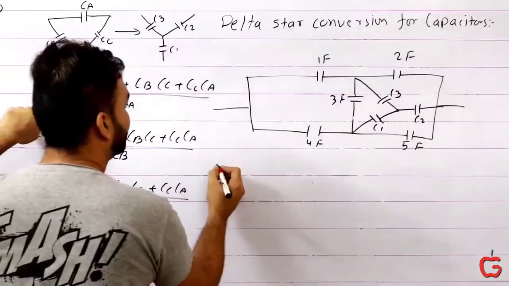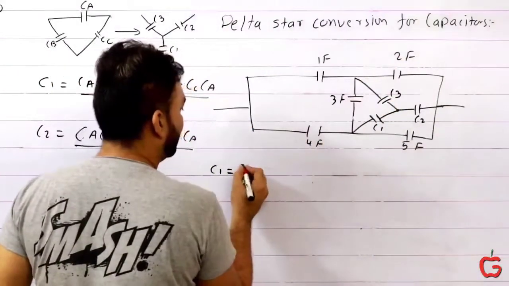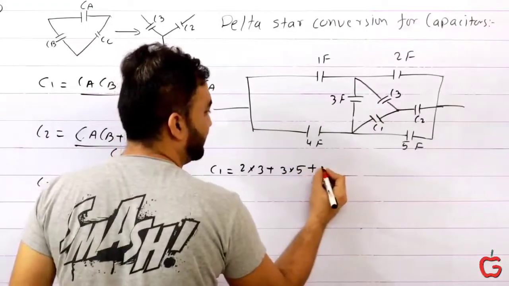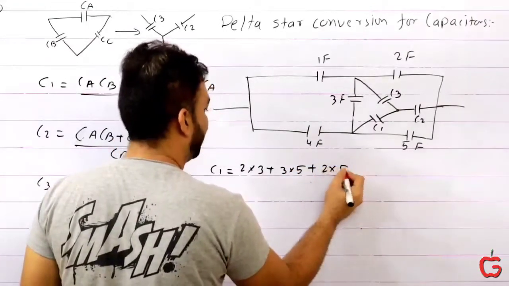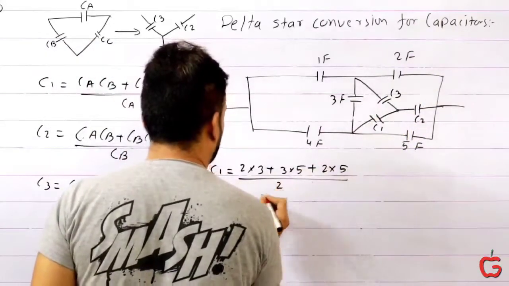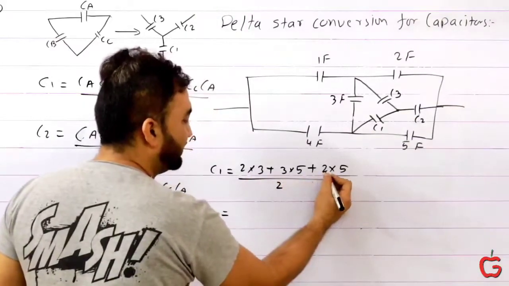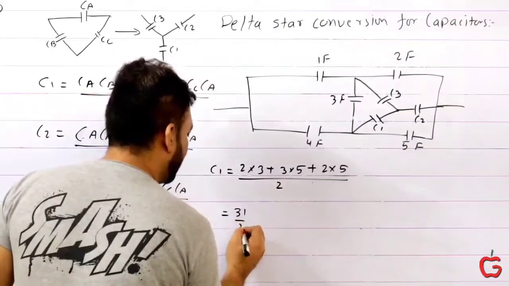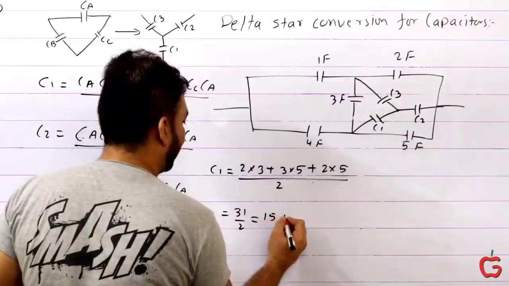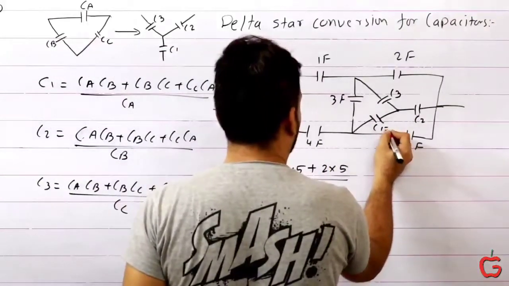So C1 is, as we can see, the product of 2, 3, 3, 5 and 2, 5, divided by the one opposite to C1, which is 2. So this comes to be 6, 15 and 10. So 31 by 2, so this is 15.5 farad. So C1 is 15.5.